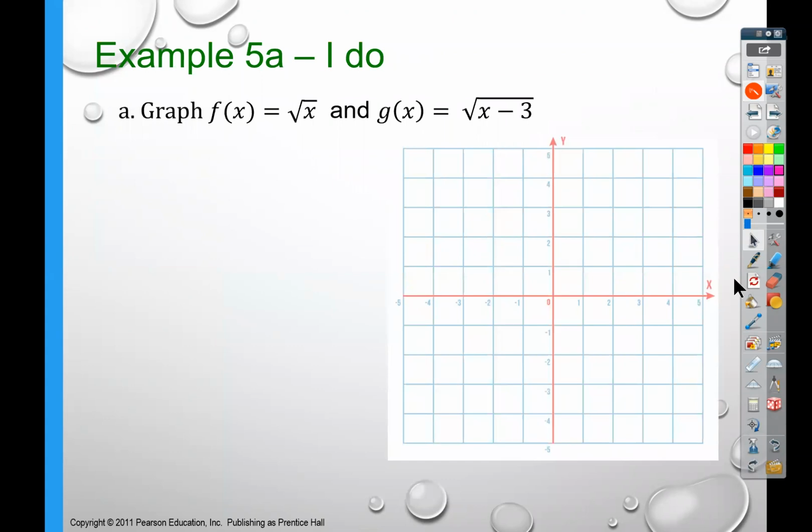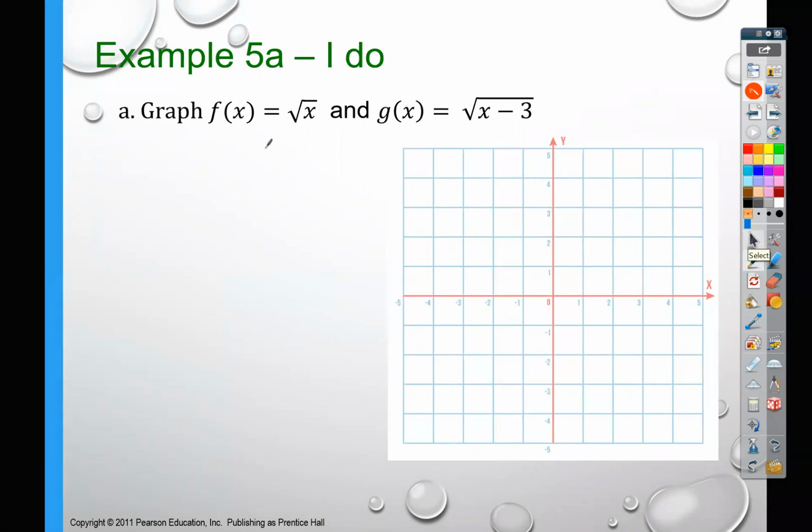All right, number 5. Now we have a radical graph. Okay, so a radical graph looks like this. From your notes that you took down, you should have that. So if you have -3 inside the grouping symbol, that's going to go to the right 3. So instead of starting at 0, 0, it'll start at 3, 0, and it goes like this. Let's show you what that looks like actually.